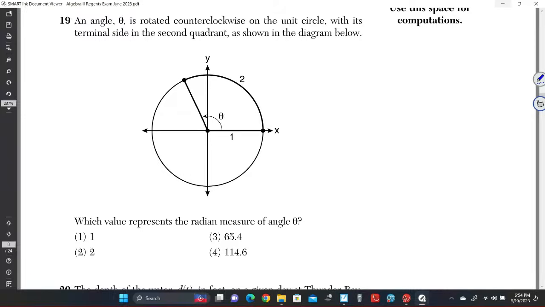I love that. The angle isn't rotated, the ray is rotated. If an angle is rotated, anyway, never mind.